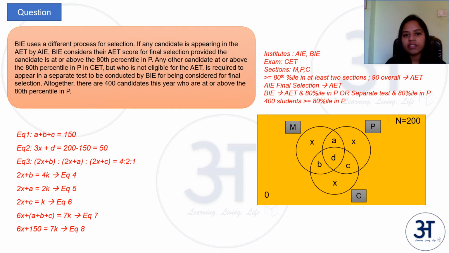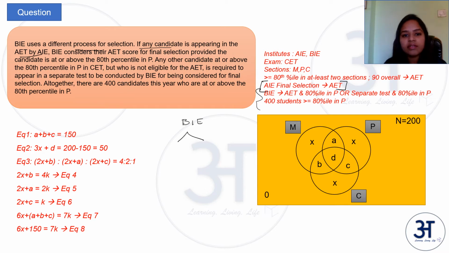Now we have these equations and there is more data given. That data is written here. Let's see what that data is. BIE uses a different process for selection. For AIE, AET is the final exam. That much we know. So BIE is using a different process. What is that process? If any candidate is appearing in the AET by AIE, BIE considers their AET score for final selection provided that the candidate is at or above 80th percentile in P. So there are two conditions here for BIE.